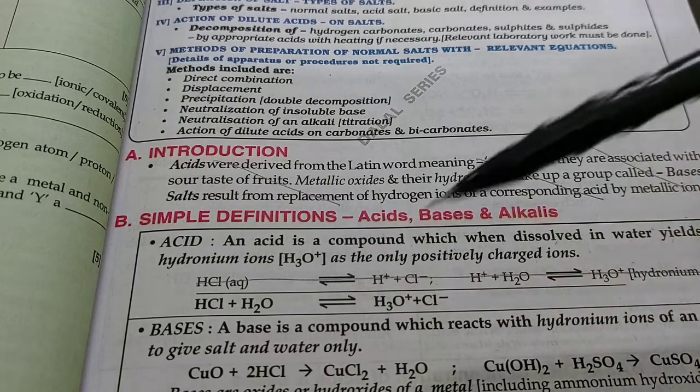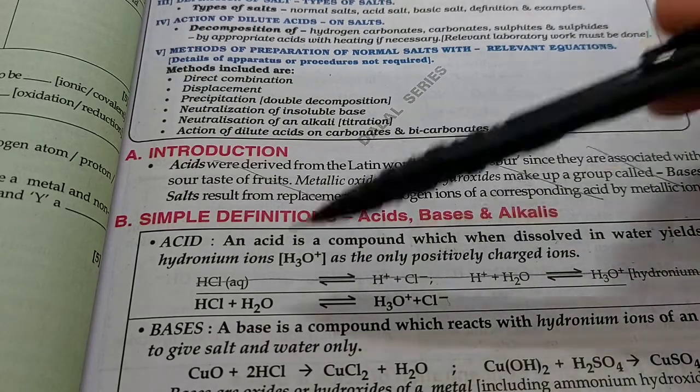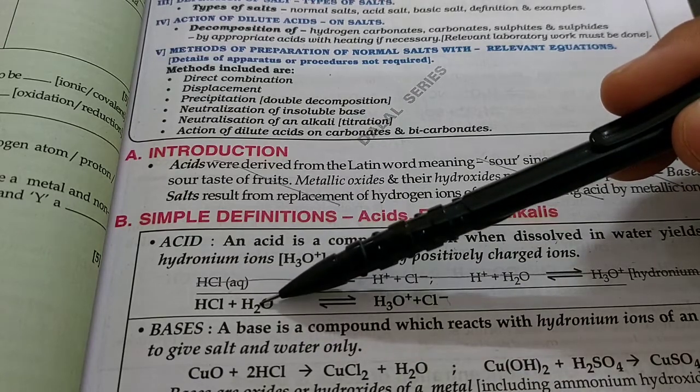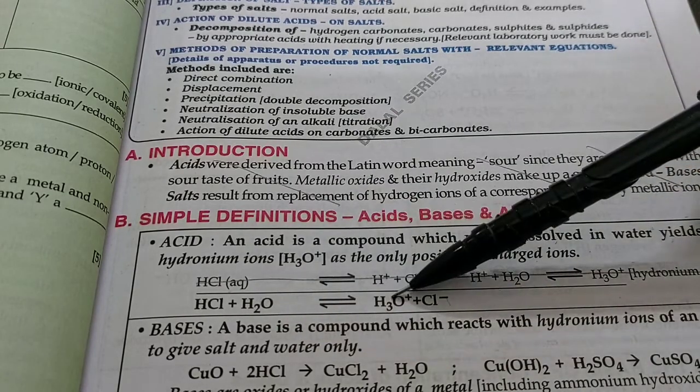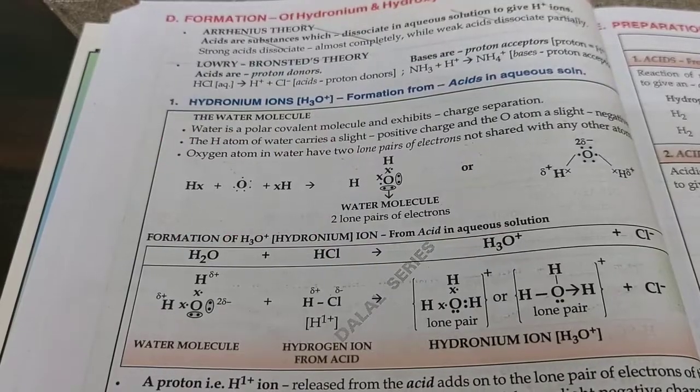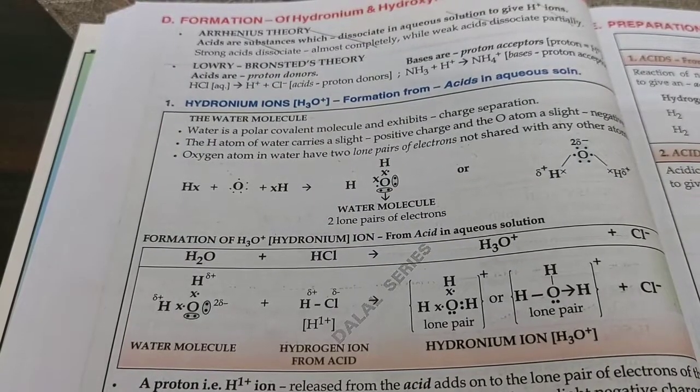Let's go for the main equation here. HCl, hydrogen chloride, is a gas. When you dissolve it in water, it forms hydronium ions and chloride ions. This is called ionization. Let's understand what exactly happens here.